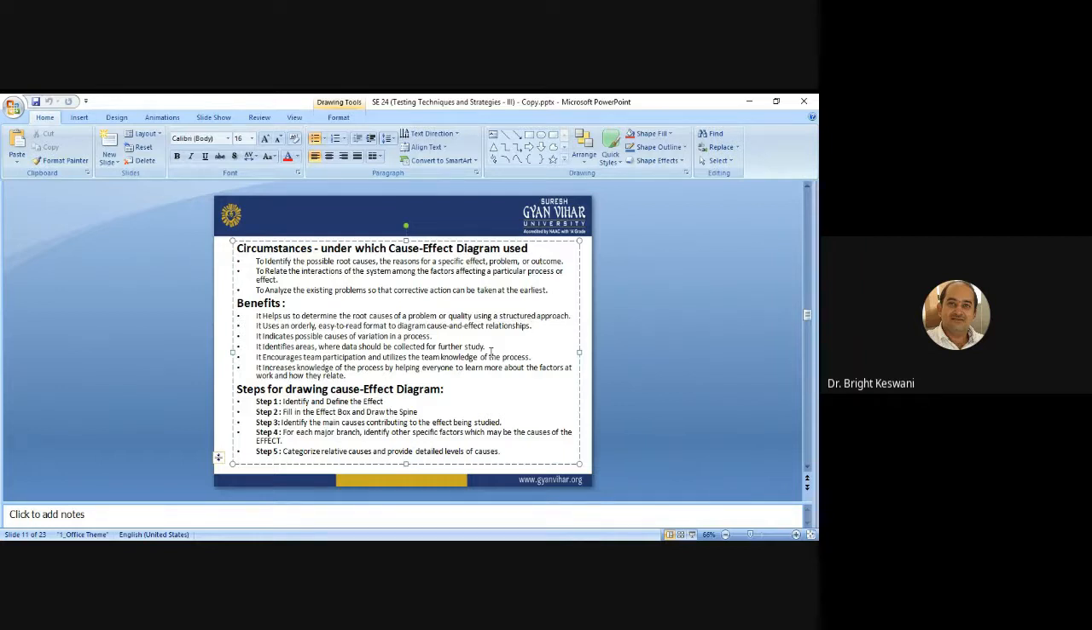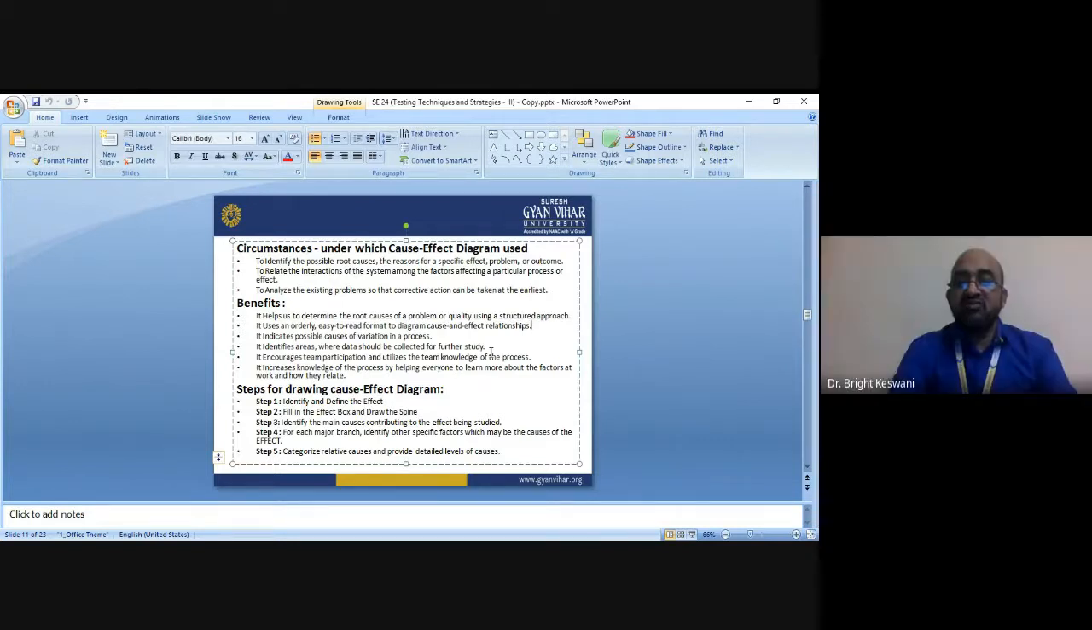Now, how to draw the cause effect diagram? There are 5 steps. First step is to identify and define the effects. First, you have to identify the effects, then you have to identify what the causes of such effect are. So this is the basic phenomenon, but it is divided into 5 steps.